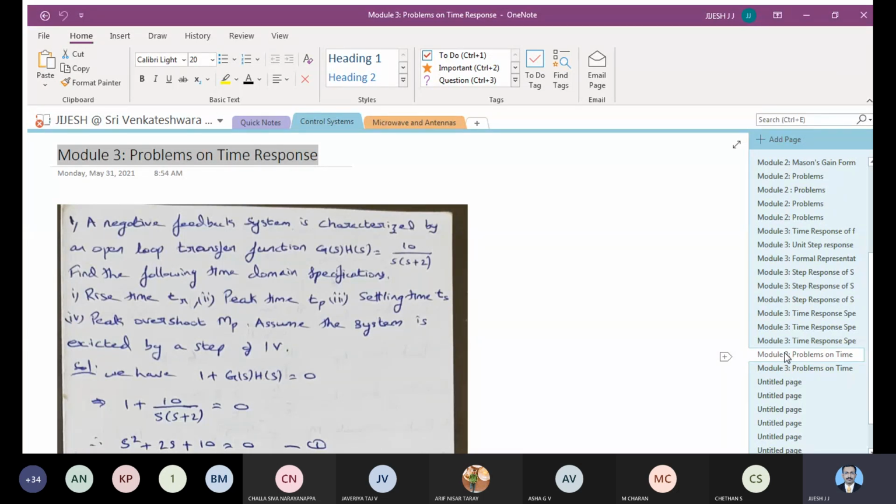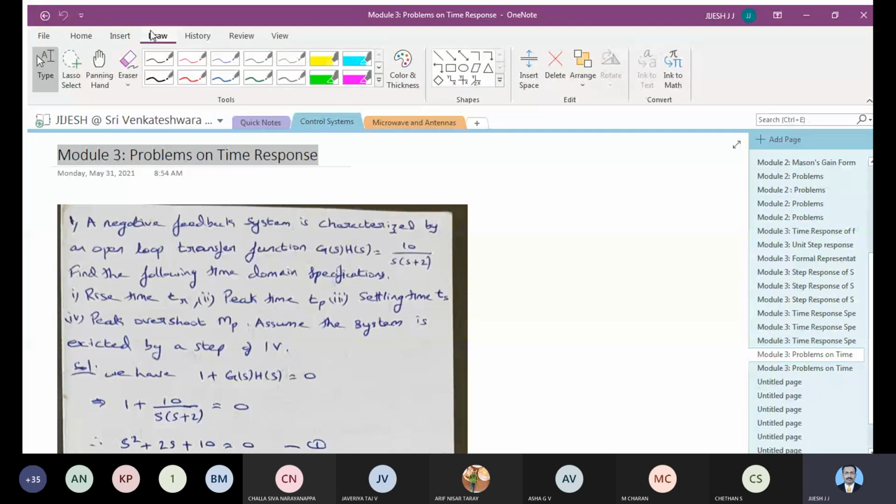So first write down this problem. A negative feedback system is characterized by an open loop transfer function G(s)H(s) is equal to 10 divided by s into (s plus 2). This is the equation for the transfer function. Find the following time domain specifications: first rise time, then peak time, then settling time, and peak overshoot Mp, and assume the system is excited by a step of 1 volt.